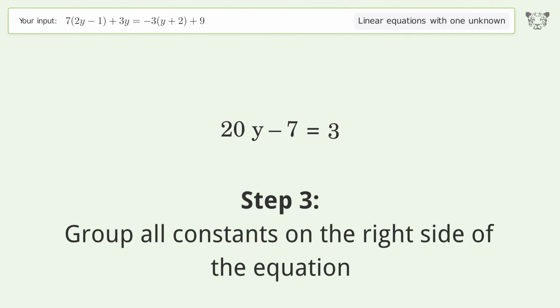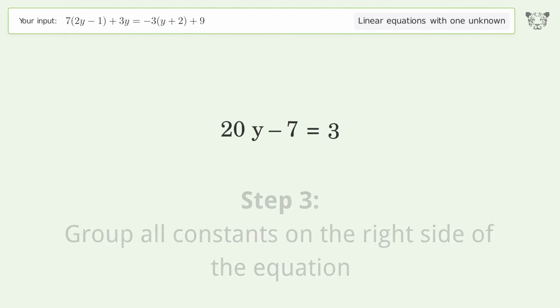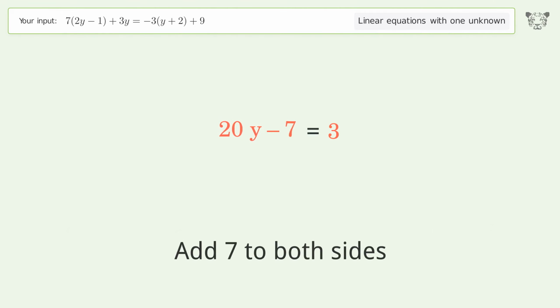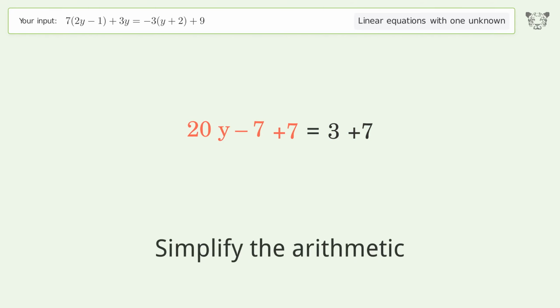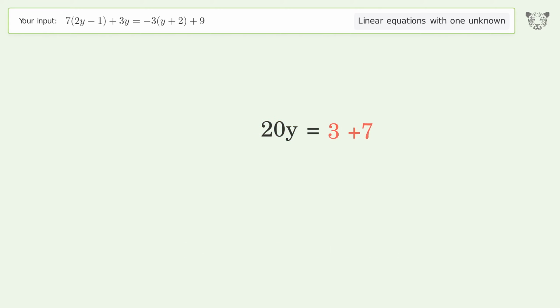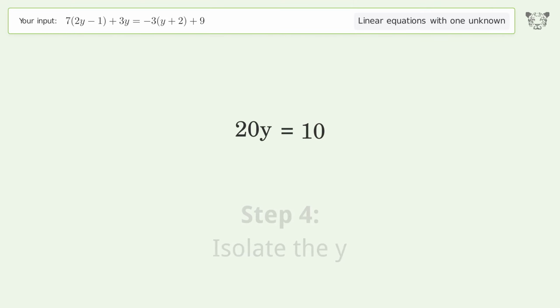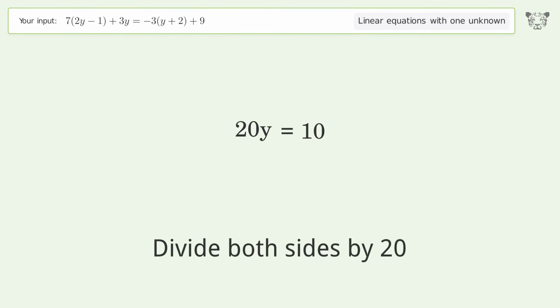Group all constants on the right side of the equation. Add 7 to both sides. Simplify the arithmetic. Isolate the y. Divide both sides by 20.